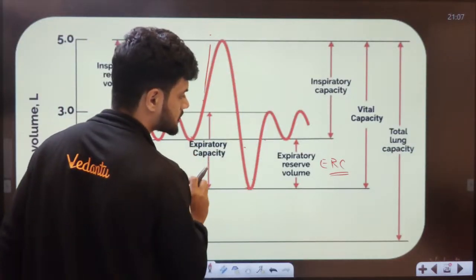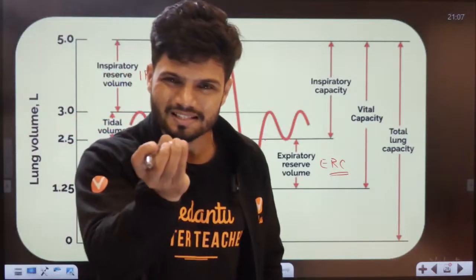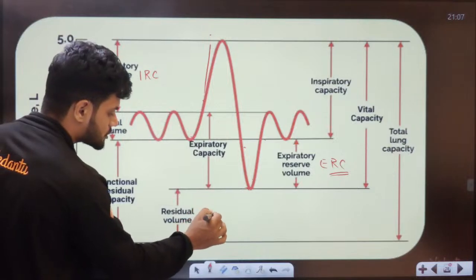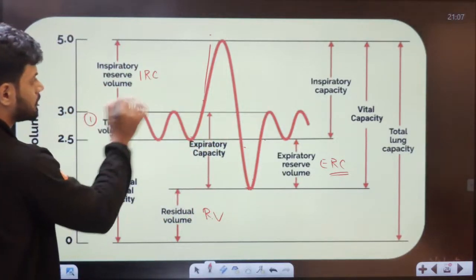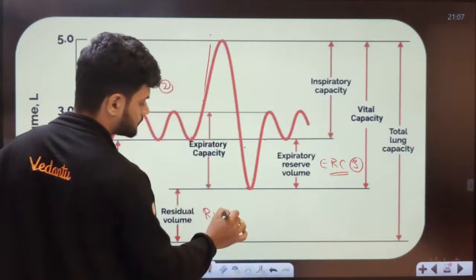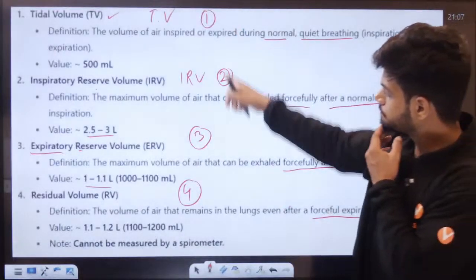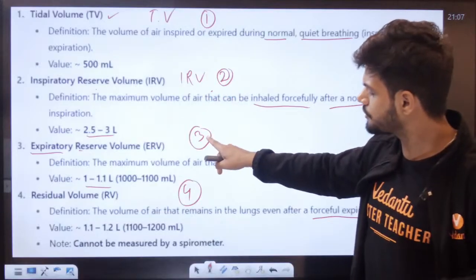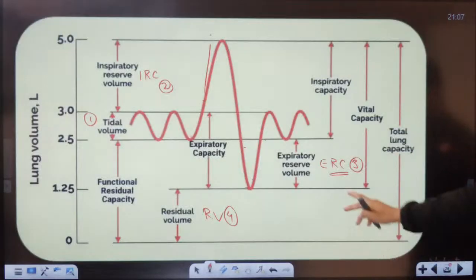Okay, this much is done, students. Then even after forceful expiration, some reserve is still present in our lungs. That is the residual volume, RV, also present here. So this is basically your 1, 2, 3 and 4. Done. 4 points are done. Same 4 points: tidal volume, forcefully inside, forcefully outside, residue. 1, 2, 3, 4.